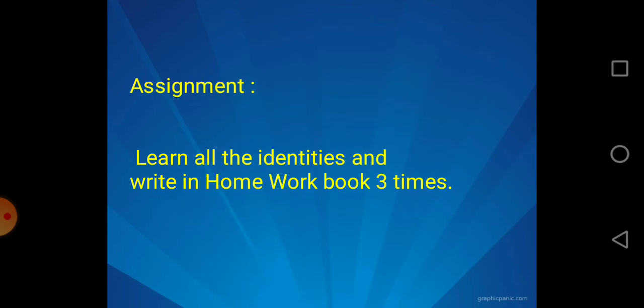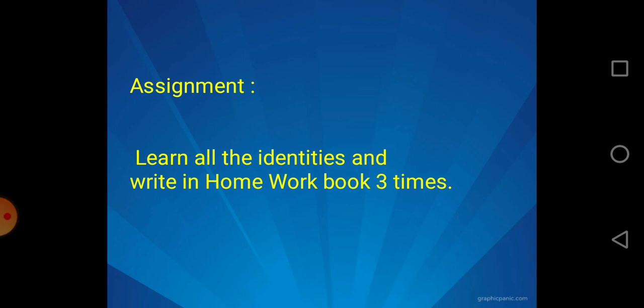So children, today's assignment is learn all the identities and write them in homework book 3 times. Write every slide as a classwork because these are the problems of exercises. Try to do it. First copy it down in rough book, understand it and then write. Do it again in your classwork so that you will be confident that you have understood. If you have any problem, you can ask me in my personal number. You post it in my personal number. I will definitely explain to you wherever difficulty is there.